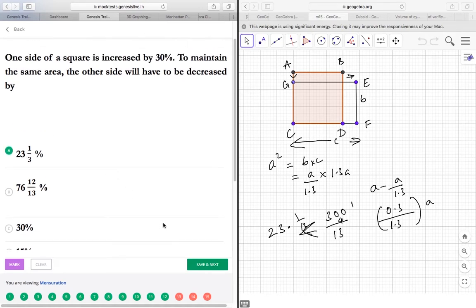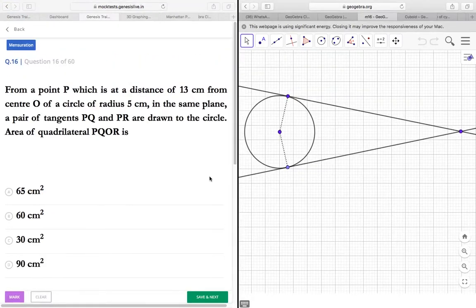Okay, let's move on to the next one. From a point P, which is at a distance of 13 centimeters from the center O of a circle of radius 5 centimeters. This is 5 centimeters, this is center O, and this is point P, and this length is 13 centimeters.